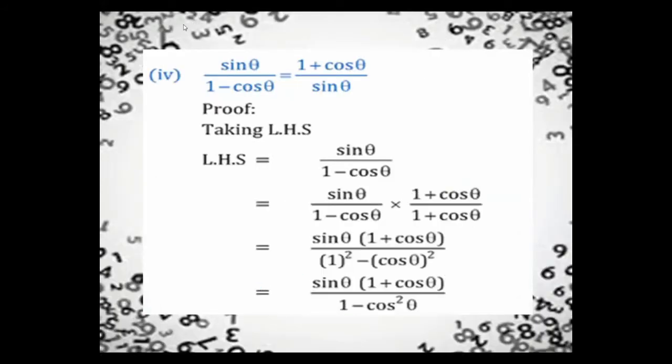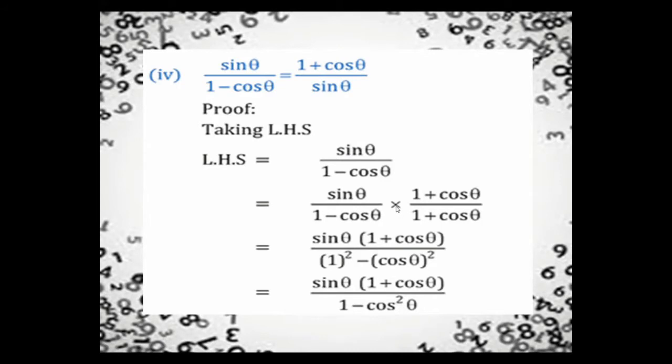Now move towards the next question, that is sin theta upon 1 minus cos theta is equal to 1 plus cos theta upon sin theta. Here we are going to start by taking the left hand side of the equation, that is sin theta upon 1 minus cos theta. So this is the left hand side.